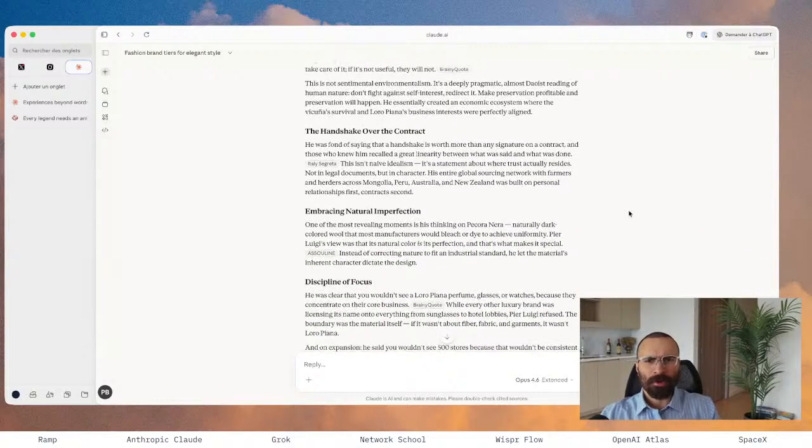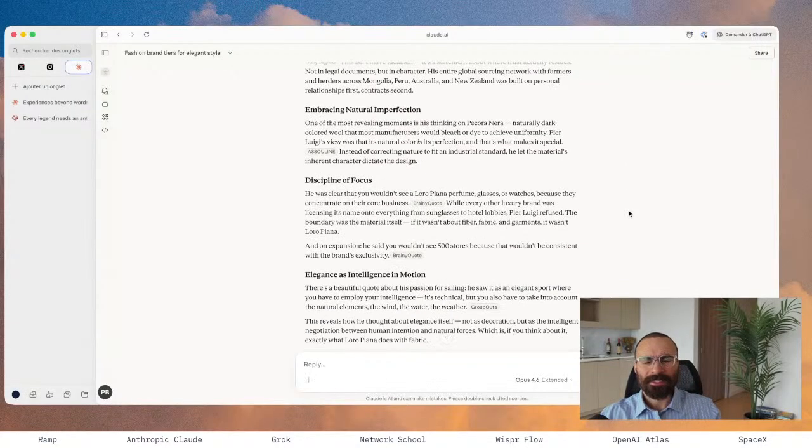The handshake over the contract. He was fond of saying that a handshake is worth more than any signature on a contract, and those who knew him recalled a great linearity between what was said and what was done. This is a native idealism. It's a statement about where trust actually resides, not in legal documents but in character. His entire global sourcing network with farmers and herders across Mongolia, Peru, Australia, New Zealand was built on personal relationships first, contracts second. Embracing natural imperfection.